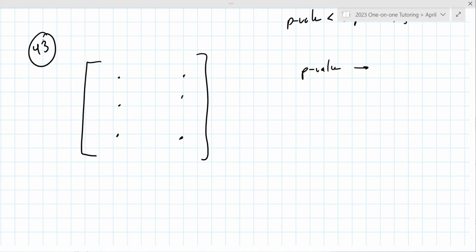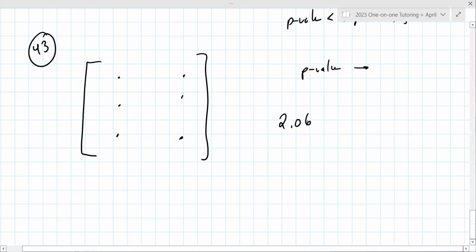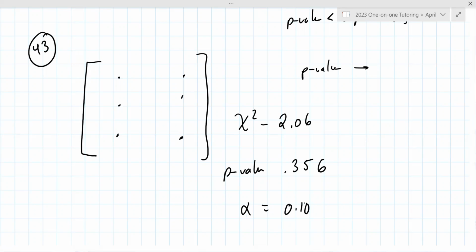So for the chi-square, I got 2.06. And then for the p-value, I got 0.356. Okay, so your alpha in this case is 0.10. Is this a reject or fail to reject situation? Fail to reject because the p-value is over the alpha level. Okay, and that's the conclusion. And that's the answer to the question.